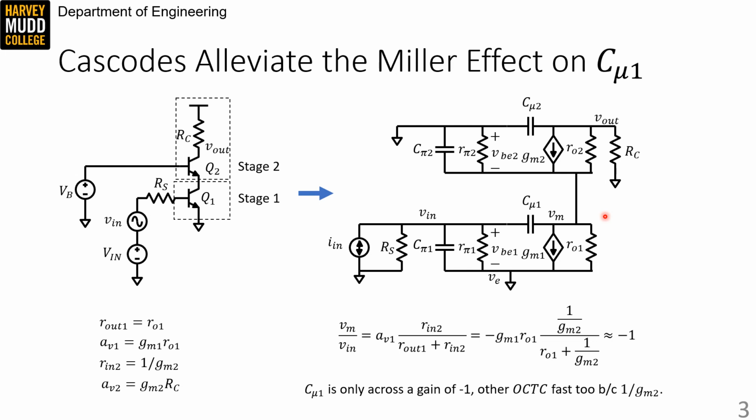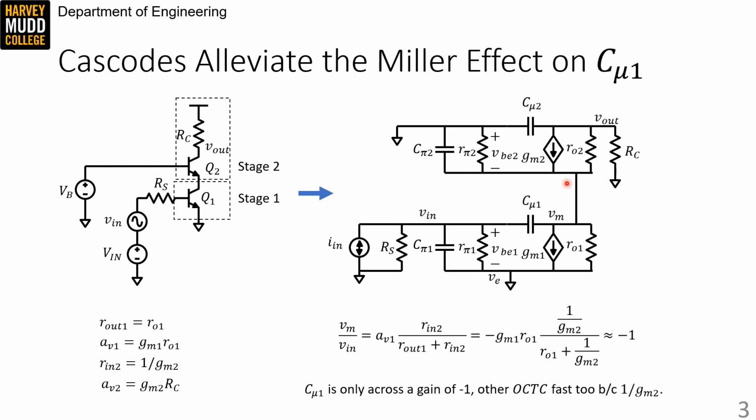So because CMU1 doesn't see a big Miller effect, its open circuit time constant is pretty small. The other caps in the cascode have fairly small open circuit time constants too. For instance, CPI2 is attached to the input of the common base amplifier this way. So if I replace this with a test voltage source, I'm directly controlling my VBE2 voltage, which means CPI2 sees the 1 over GM input impedance of the common base.